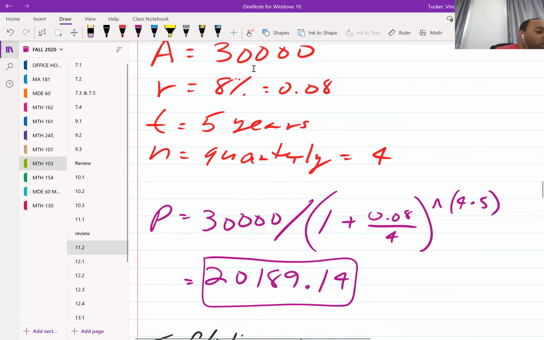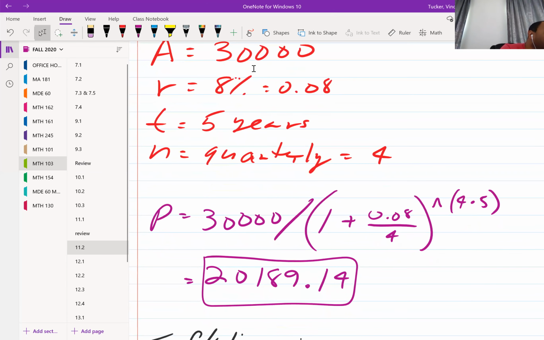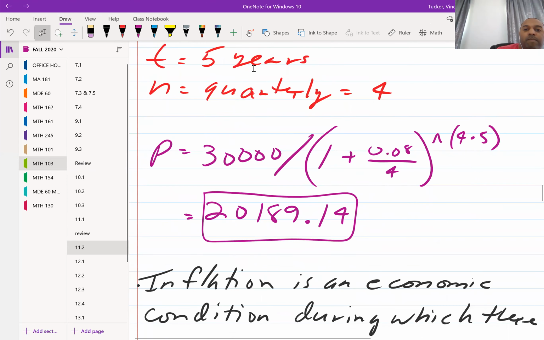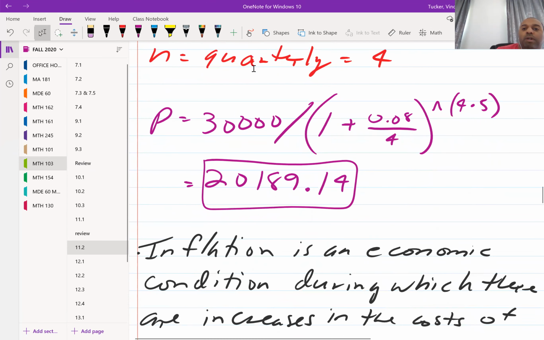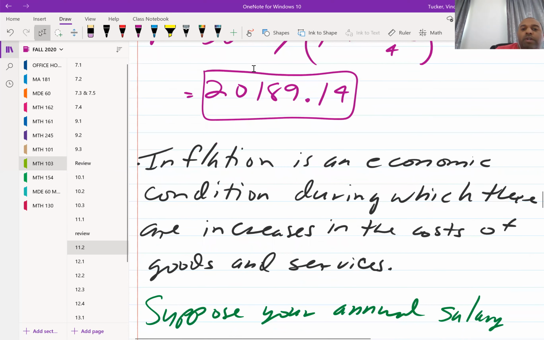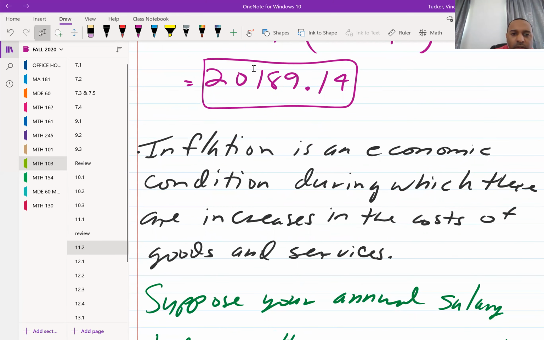All right, any questions? I think there's one more formula to talk about. So here, inflation. Inflation is an economic condition during which there are increases in the cost of goods and services.